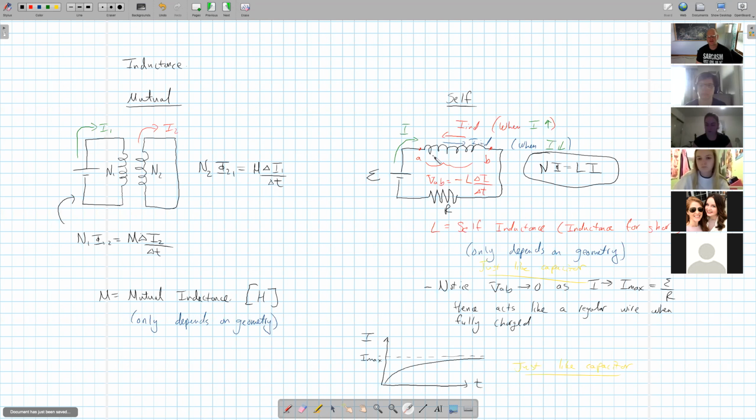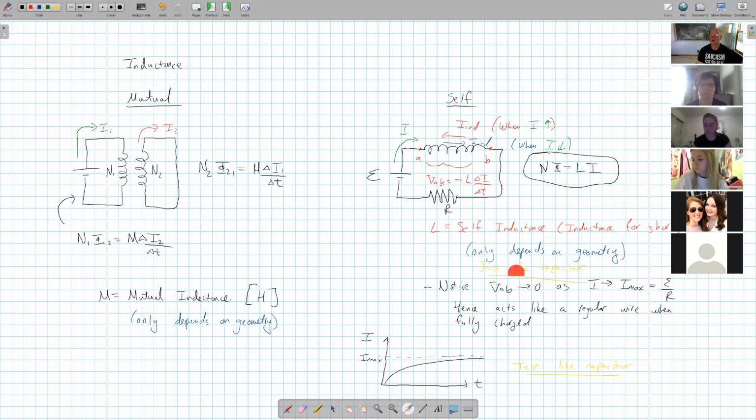But also notice that the potential difference across the inductor actually goes to 0 as the inductor goes to its maximum current. So again, if the current's running through here, I get the back EMF, so the overall current is not equal to the maximum. And actually, if I plot the current versus the time, it starts off at 0 and then slowly asymptotically goes to the maximum amount of current, which is just that of the EMF divided by the resistor.